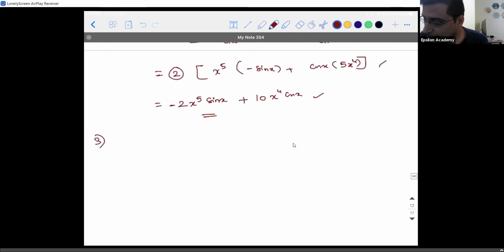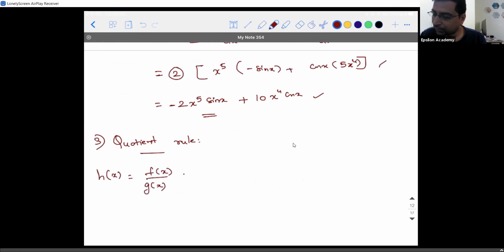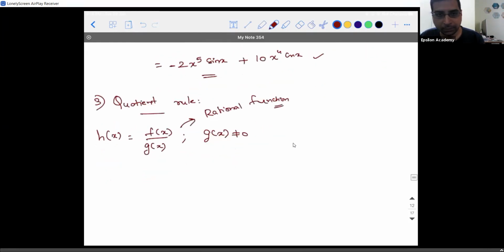And lastly, you have something called the quotient rule. Suppose h of x is equal to f of x divided by g of x, where g of x is not equal to 0. This type of function is called a rational function. Like how you have rational numbers, if instead of numbers you have functions, we call it a rational function.